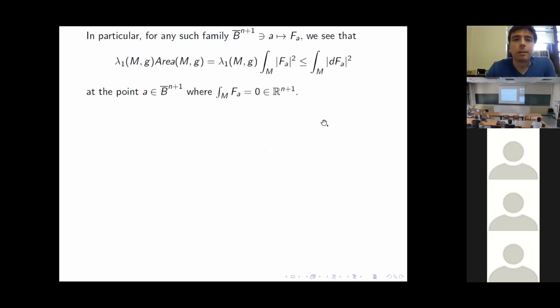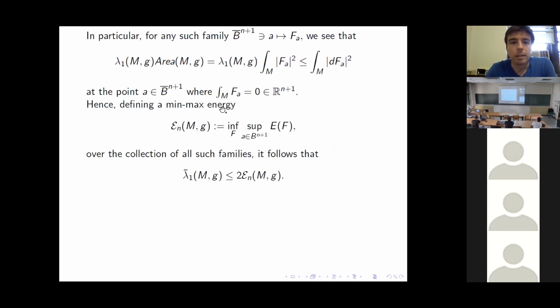All right, so in particular, for any such family, we see that for this point where we have balancing, then again by Hersch's trick, lambda1 times area is going to be bounded above by twice this energy quantity.